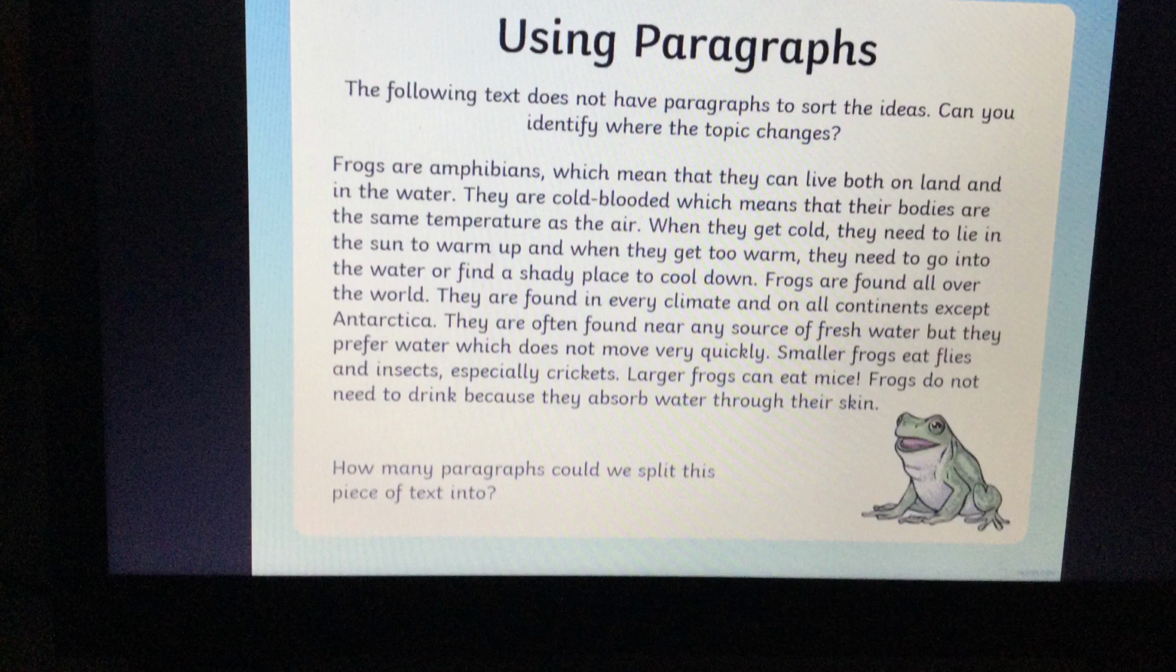Using paragraphs. The following text does not have paragraphs to sort the ideas. Can you identify where the topic changes? How many paragraphs could we split this piece of text into? So pause the video now. You can either copy it out, print it, or just discuss it with an adult or older sibling. Where should the paragraphs be split?